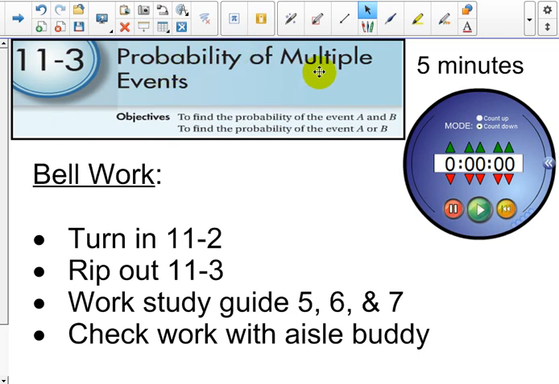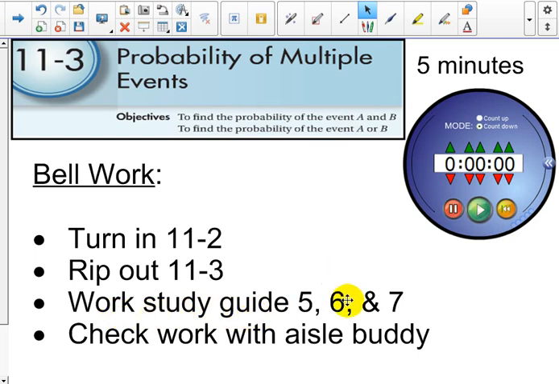Our objective today is to find the probability of an event A and B, and to find the probability of the event A or B. So the difference between these two is the verbiage, and, or, between two different events.